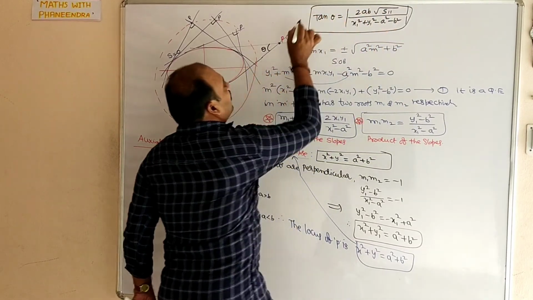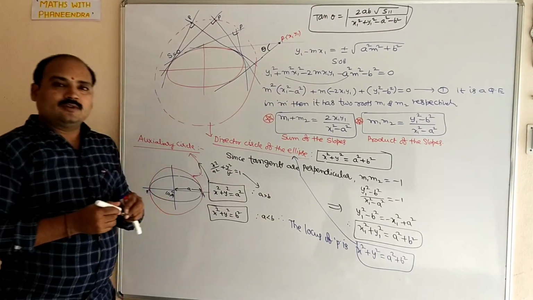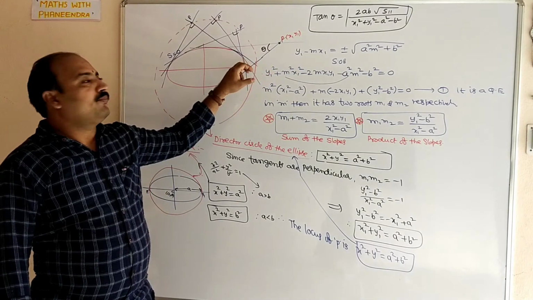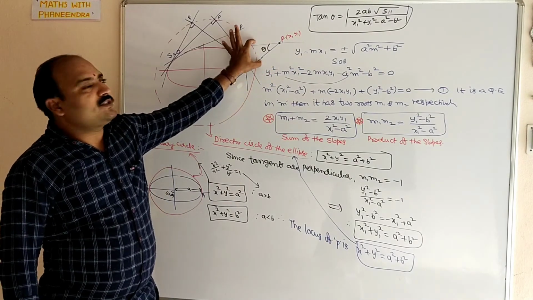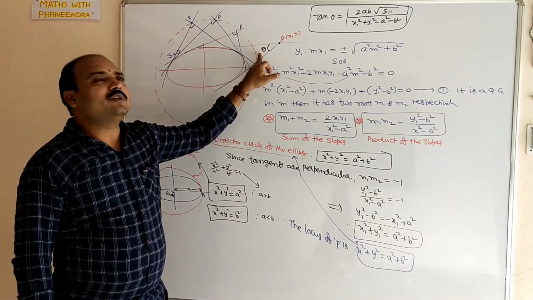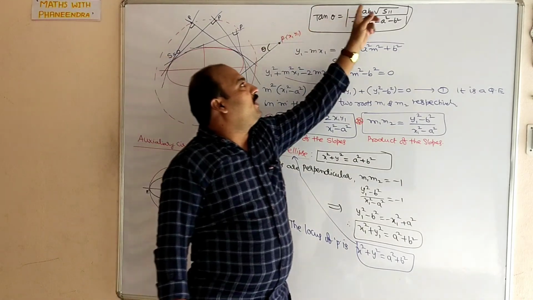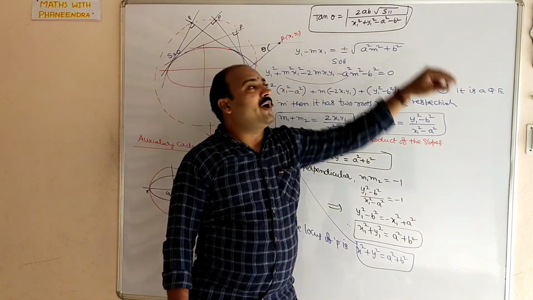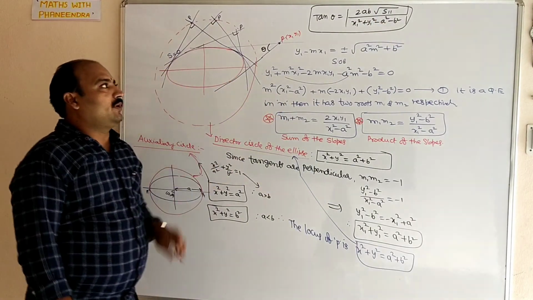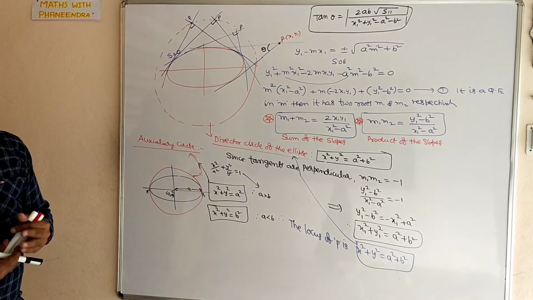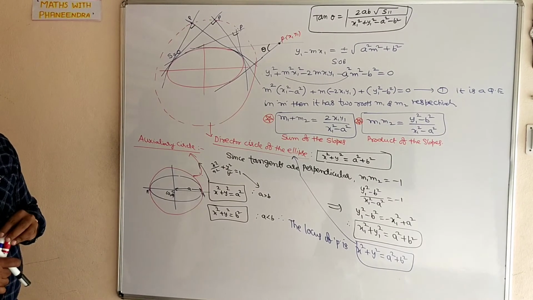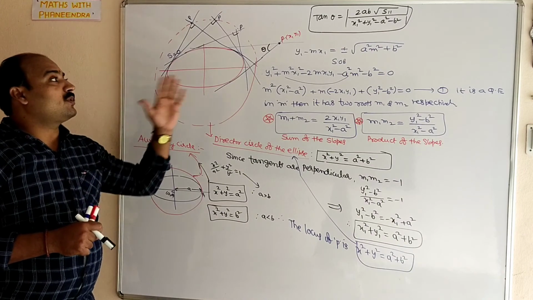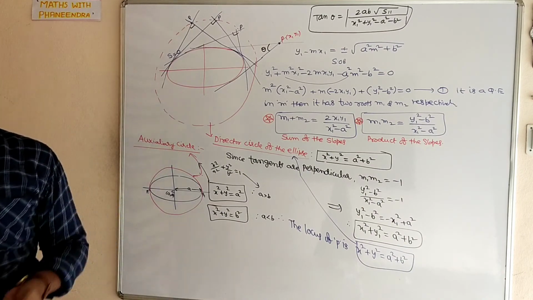The angle between the two tangents from an external point (x1, y1) to the ellipse. These are the two tangents. The angle between them is theta, then tan theta equals 2ab into root of S11 divided by x1 square plus y1 square minus a square minus b square. That is regarding the angle between the two tangents from the point (x1, y1) to the ellipse.